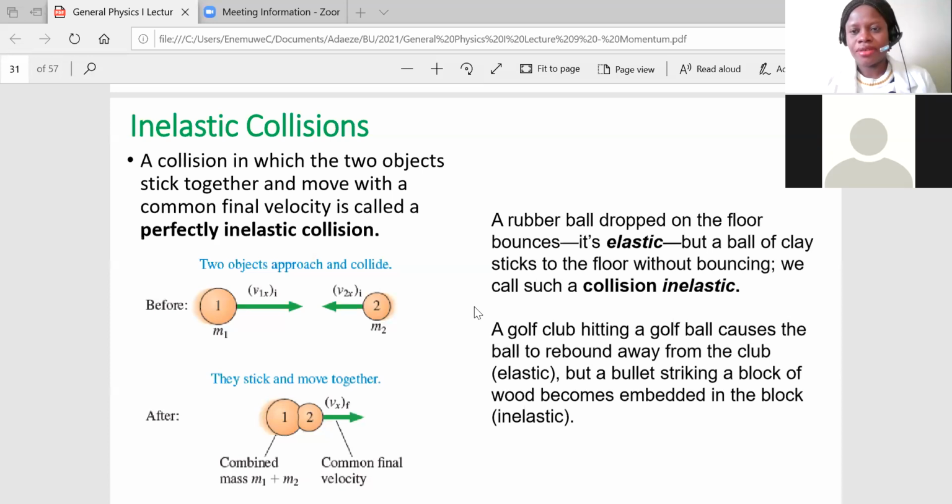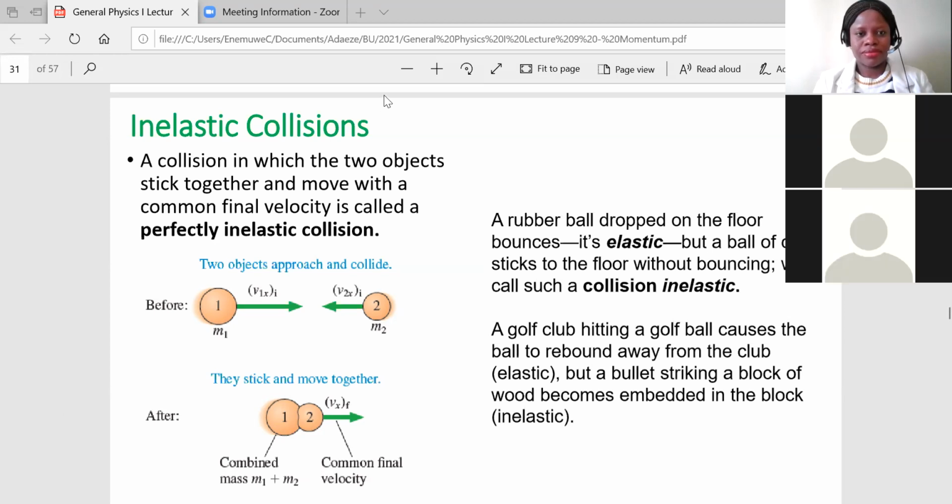Good morning, everyone. Can you hear me? Yes, and we can see the inelastic collision screen. Okay, good. Thank you.